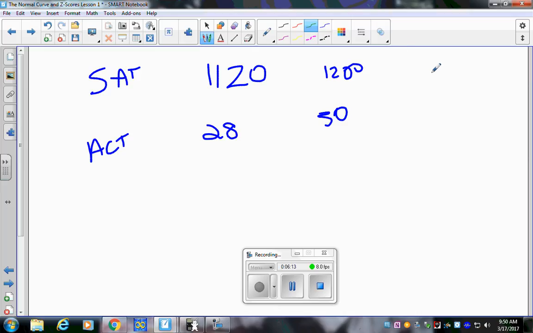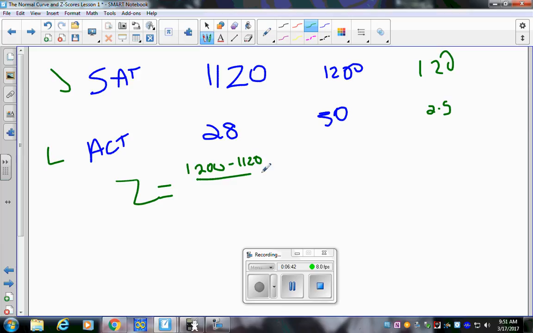Oh, we need standard deviation too. I'm just making stuff up. Let's say the SAT standard deviation is 120, and the ACT standard deviation is 2.5. All we can do for both is calculate the z-score and see who is higher. That will tell you who did better compared to their data. For the SAT person, we'll call them John, and the ACT person is Lewis. John's z-score: z equals the data value, 1200, minus the average, 1120, divided by the standard deviation, 120. We know it's going to be positive because he scored above average. So his z-score was 0.6666.